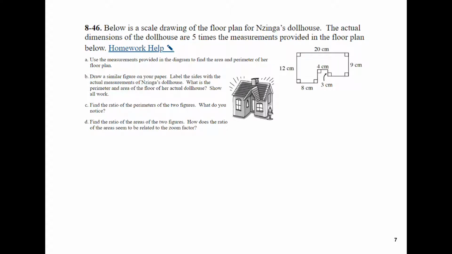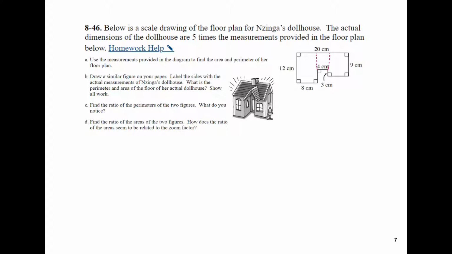8-46 below is a scale drawing of the floor plan of Nzinga's dollhouse. The actual dimensions of the dollhouse are 5 times the measurement provided in the floor plan. Use the measurement provided in the diagram to find the area and the perimeter of her floor plan. So remember, to find the area, we can cut this up into smaller pieces, and to find the perimeter, we're going to add up all of our sides.